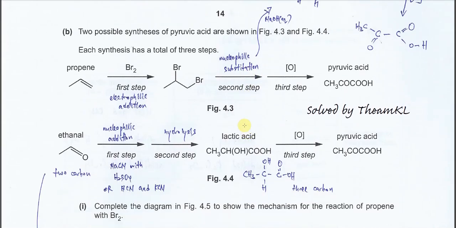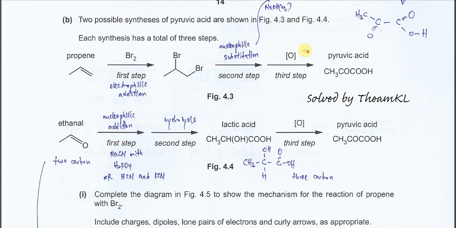Okay, so for this part B, two possible syntheses of pyruvic acid are shown in figure 4.3 and 4.4. Each synthesis has a total of 3 steps: first step, second step, third step. Let's start with the first one. We start from propene. From propene with bromine, we know that is electrophilic addition. So the 2 bromines add to this double bond and form this compound.